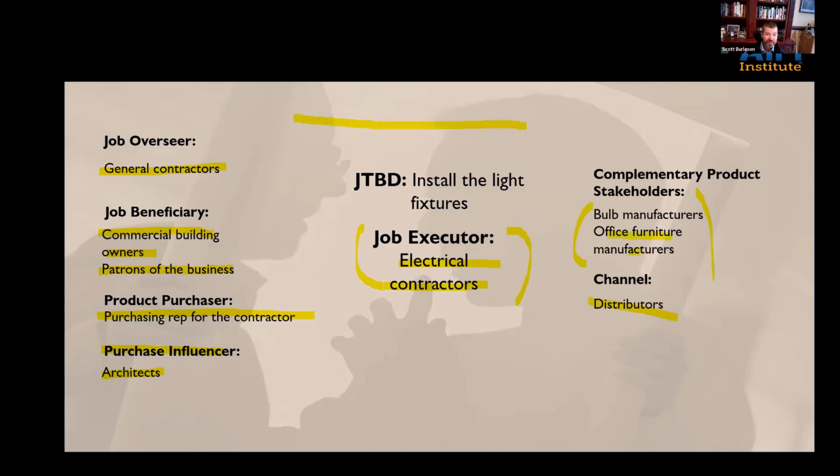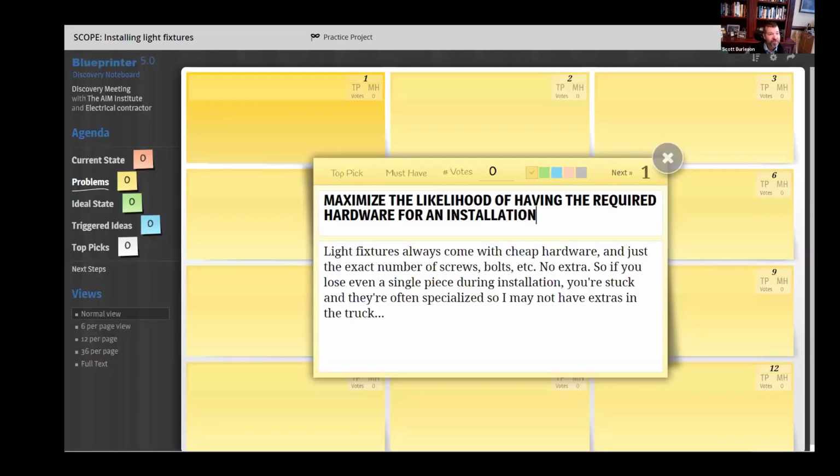But let's just say we had all this conversation and we decided to go with this. Our job to be done is install the light fixtures, and our job executor is electrical contractors. So here's how that would look in Blueprinter. We're going to go ask our electrical contractors, what problems do you have when installing light fixtures? That's why, if any of you have been through our training, you know it's pretty important.